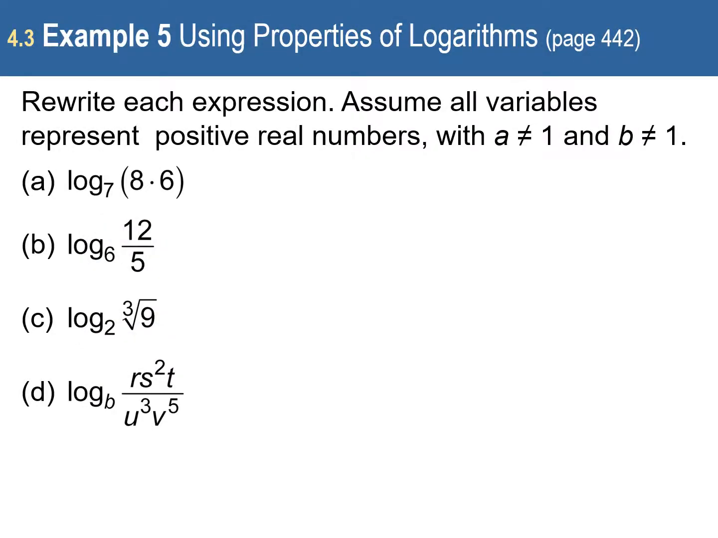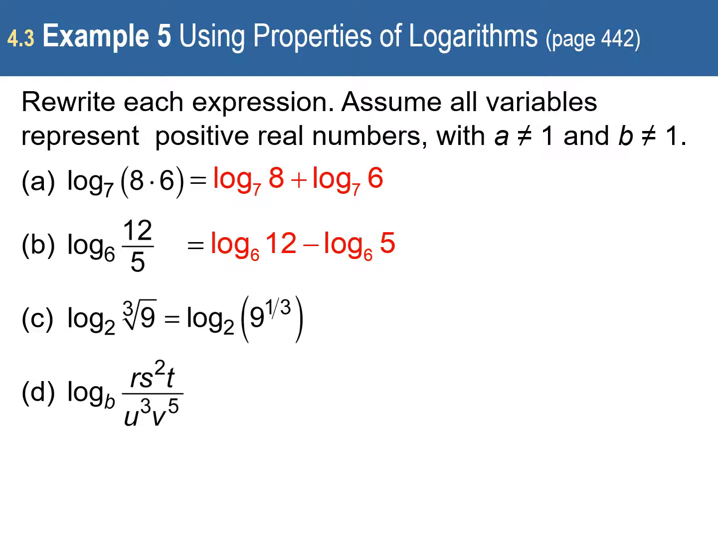So let's rewrite these using our properties of logs. Log base 7 of 8 times 6 is log base 7 of 8 plus log base 7 of 6. Log base 6 of 12 divided by 5 is log base 6 of 12 minus log base 6 of 5. Log base 2 of the cube root of 9 is log base 2 of 9 to the 1/3, which is 1/3 log base 2 of 9.